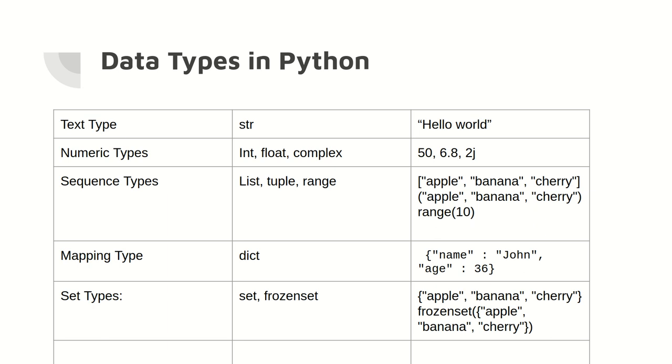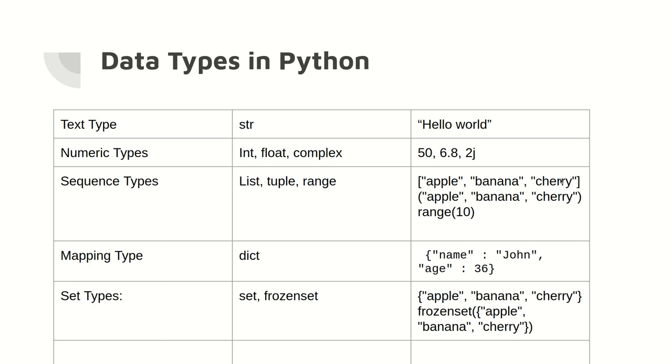Then numeric types, the examples being integer, float and complex. In the third column I have mentioned that 50 is an integer type, 6.8 is a floating type, and 2j is the complex type. Then another is the sequence type. Examples are list, tuple and range. Here it is a collection of data.